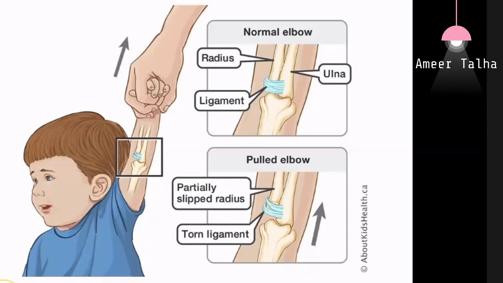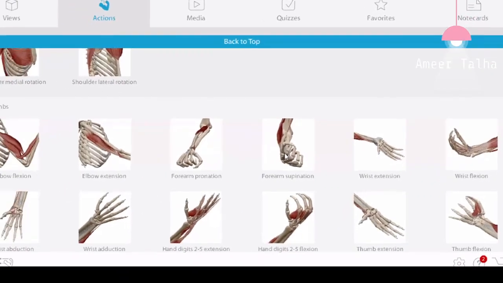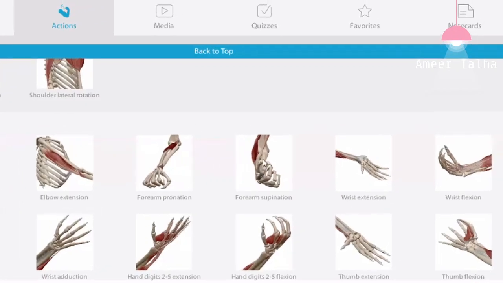Now the important thing that should be recalled and remembered is that these movements are not at the elbow joint or wrist joint. The muscles involved in supination are the supinator and biceps brachii. More powerful would be the biceps brachii, and the supinator would be assisting it. And for pronation, there are two muscles mainly, which are pronator quadratus and pronator teres.